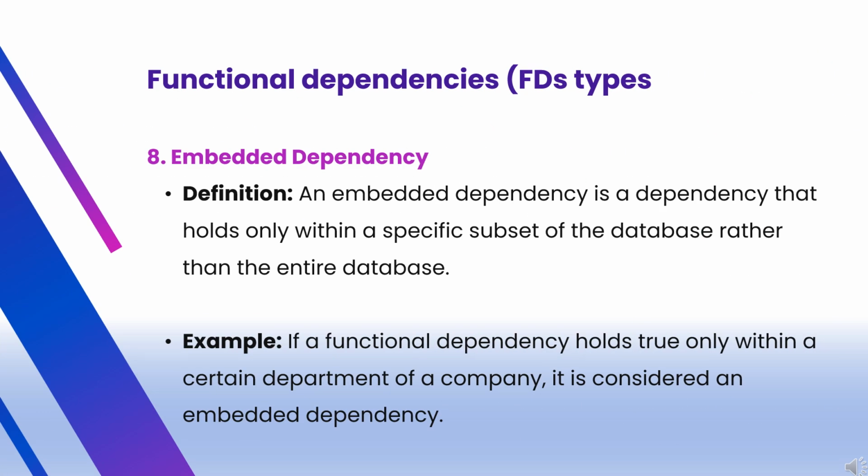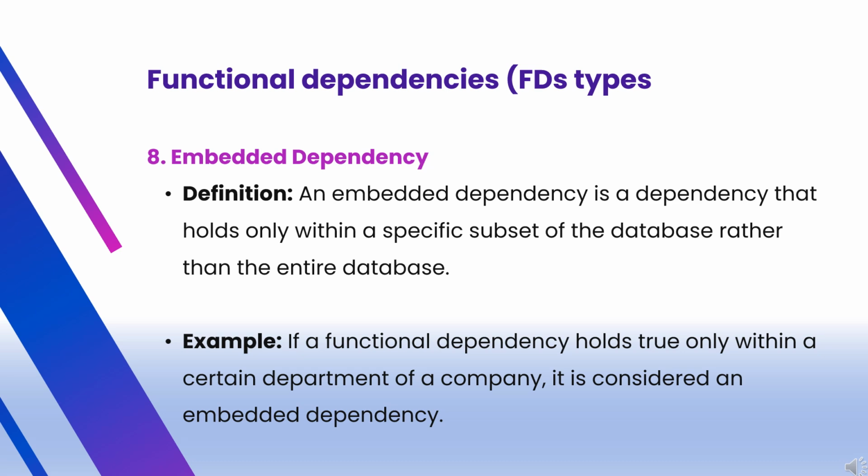Eighth type of functional dependency is embedded dependency. An embedded dependency is a dependency that holds only within a specific subset of the database rather than the entire database. Example: if a functional dependency holds true only within a certain department of a company, it is considered an embedded dependency.